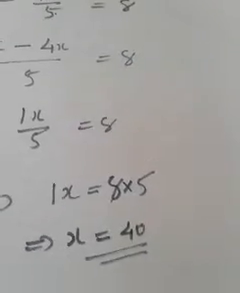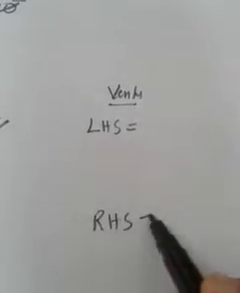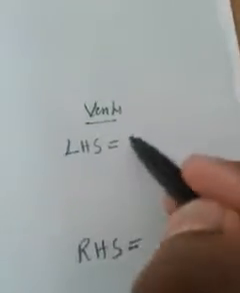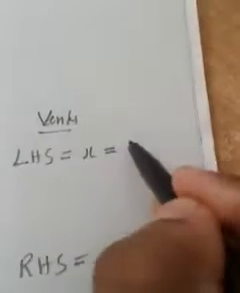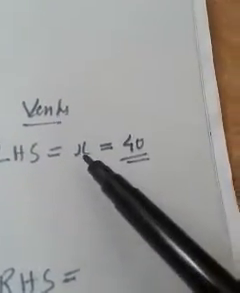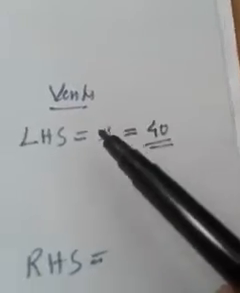And if you have any doubt, you can check. Verification: let me verify the answer. In order to verify, we have to check LHS and RHS separately. What is the LHS part of the question? LHS is x only. So write that x is equal to 40. This is very simple because LHS contains only x, so just write the value of x.